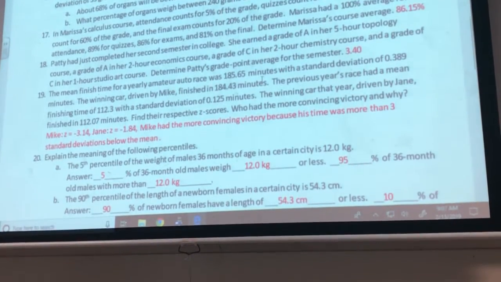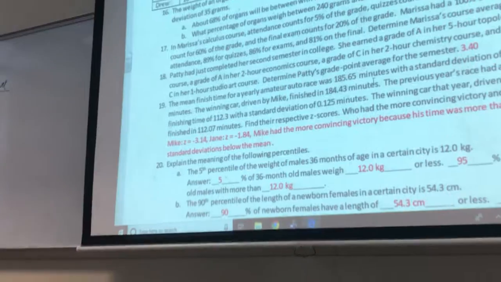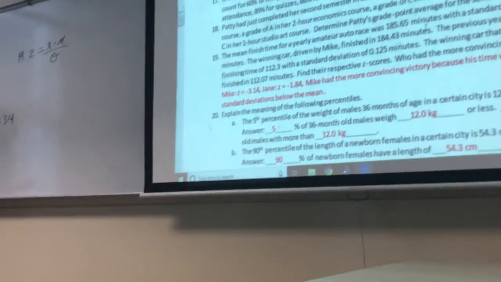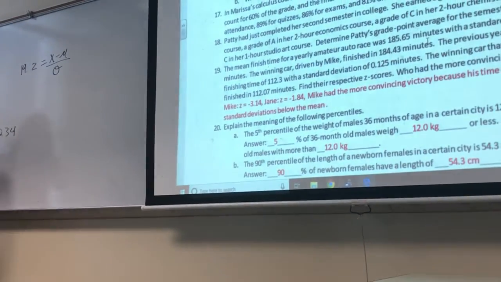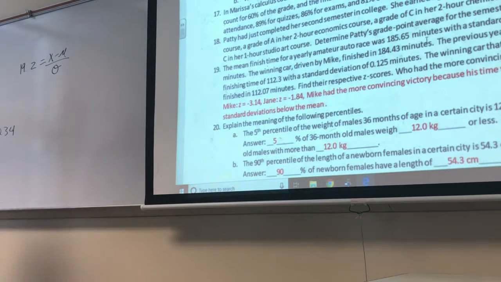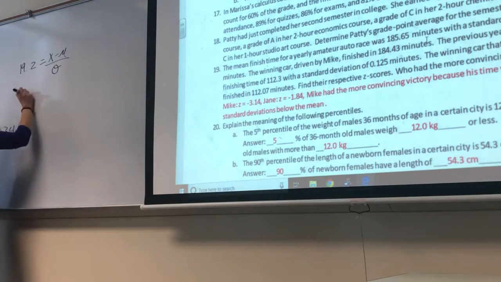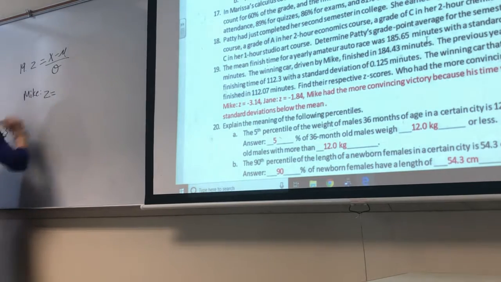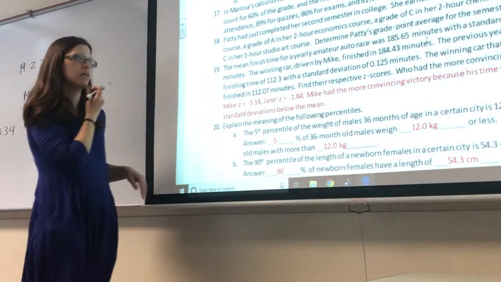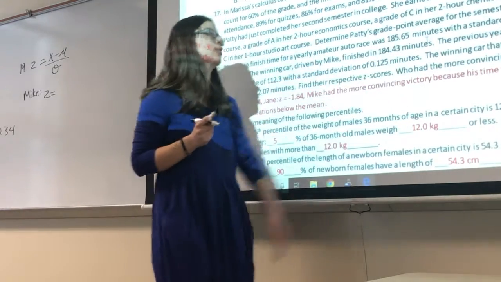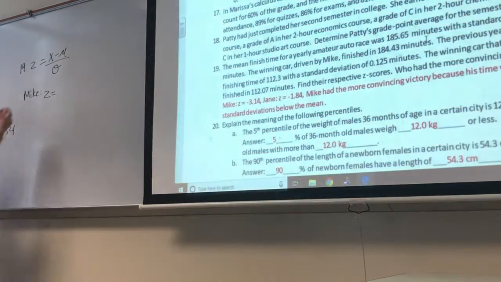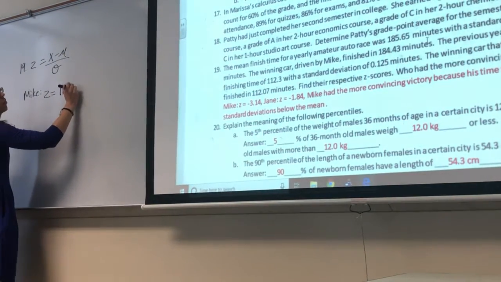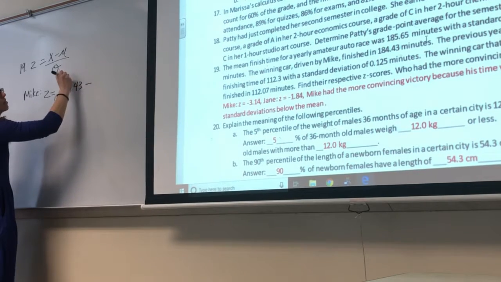If you use the other one, it doesn't matter, because as long as you have your mean and your standard deviation right, you're going to plug them in the same places. It's just a matter of rotation. So if we're looking at Mike's, he finished in 184.43 minutes. So he's got 184.43. So this is Mike.